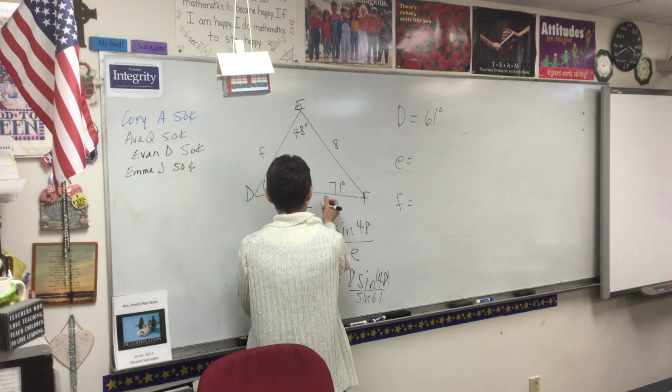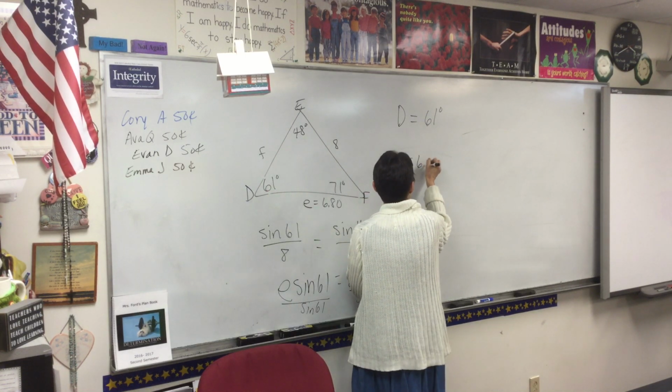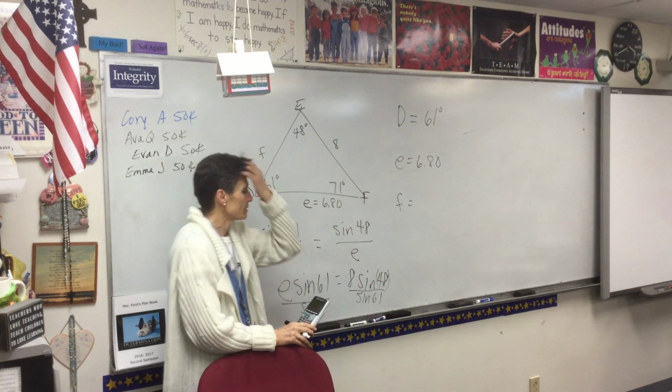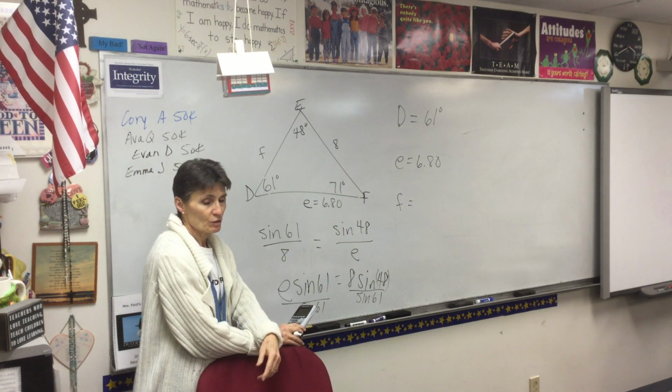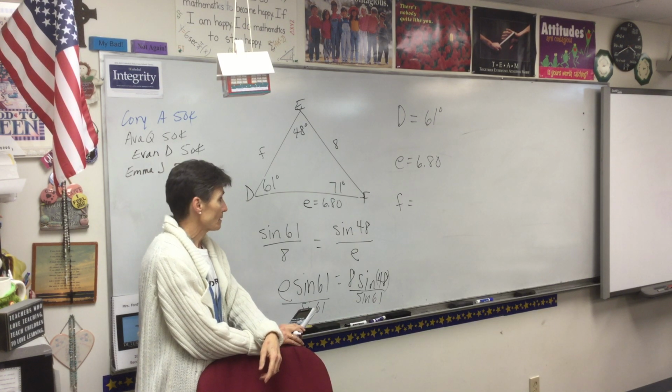For E, did you get 6.80 if we rounded to the nearest hundredth? On this test, I'm going to have you round everything to the hundredth. We're having too many issues with rounding, so everything's going to go to the hundredth. So everybody good with 6.80?